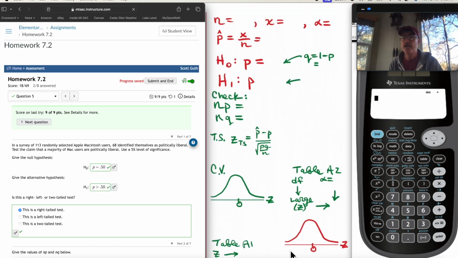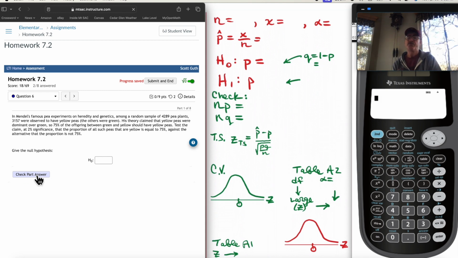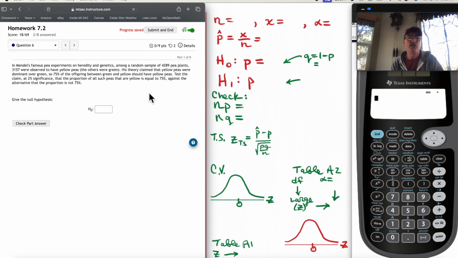Okay, so now we're going to do one more. I'm going to jump up to question 6 here. It's just another hypothesis test, but this one again won't have any step-by-steps other than a whole bunch of questions you have to ask, one at a time. So it says in Mendel's famous experiments on heredity and genetics, among a random sample of 4,289, let me put that down.